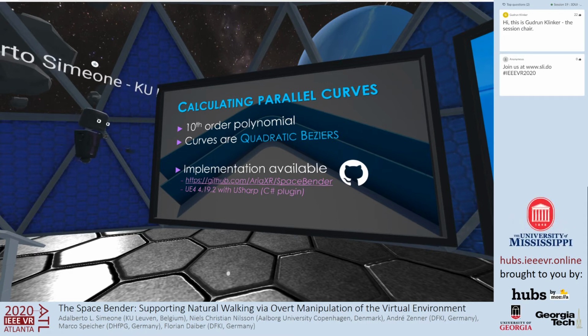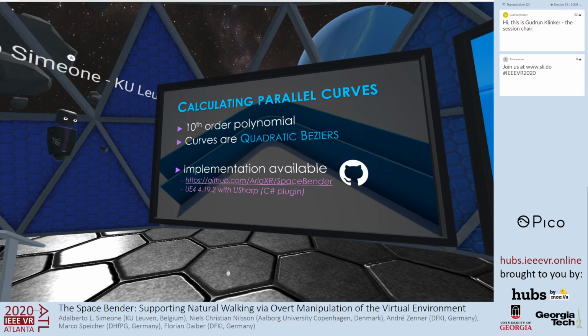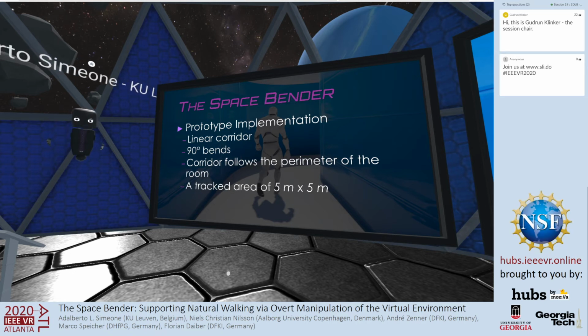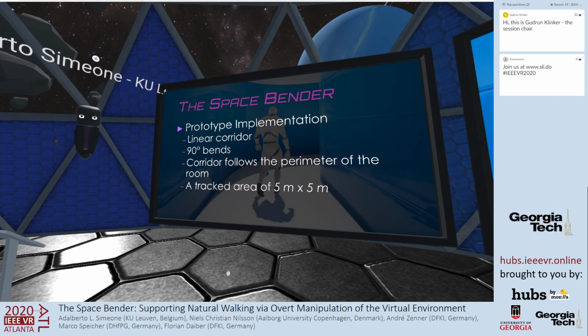And then you can download the implementation we have created on GitHub, which is available in the link over there. It was done with Unreal Engine and uses a C# plugin. So how does it work? In order to test it, we created a prototype implementation that is based on a linear corridor. We applied this technique on a corridor which follows the perimeter of the room, and we tested it in an area of 5 meters by 5 meters.